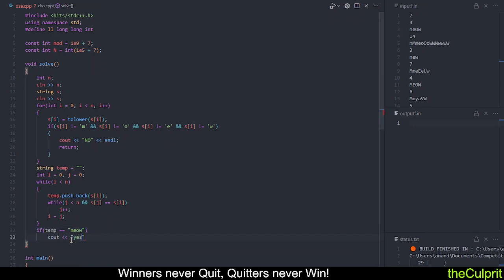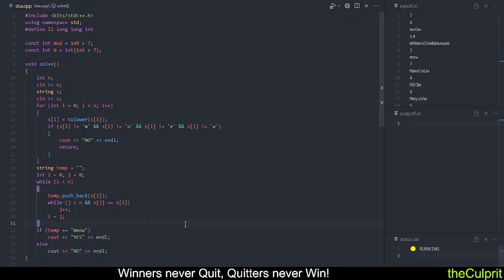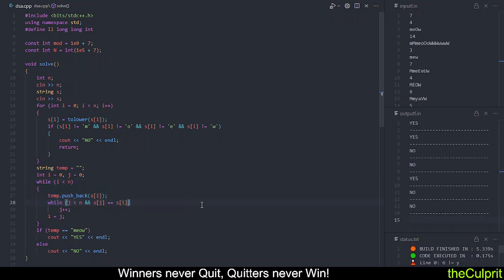Say if temp equals MEOW, it should print out yes. Else it should print out no. Check. Yes, it was actually easy.